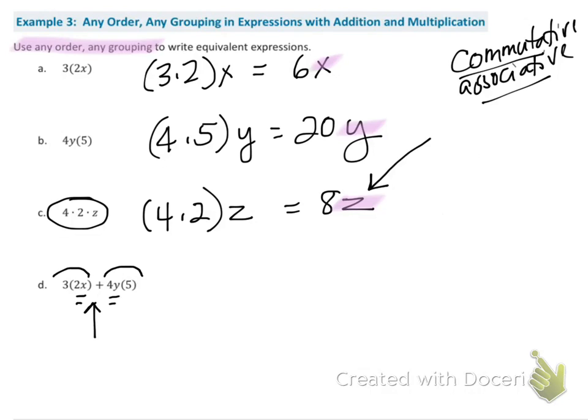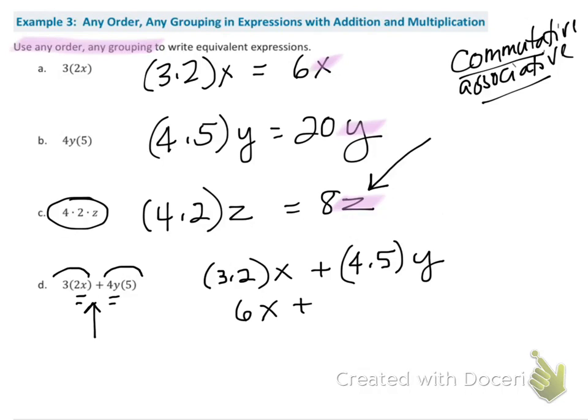So if we take them apart, we can do the first one: 3 times 2, which looks very familiar, doesn't it, times x, and then plus 4 times 5 y. So we have 6x plus 20y, and that's what we come up with for that one.